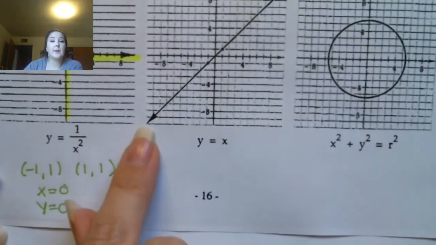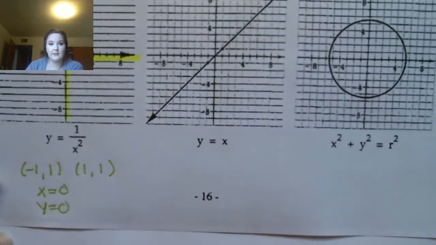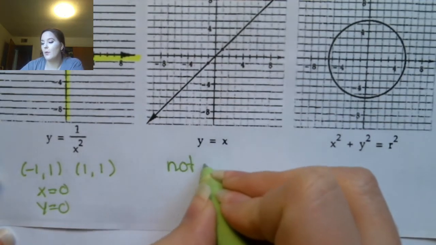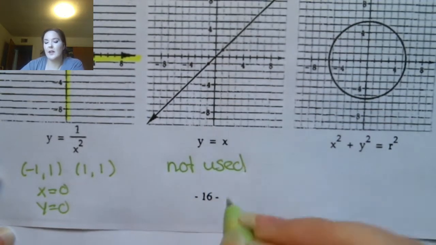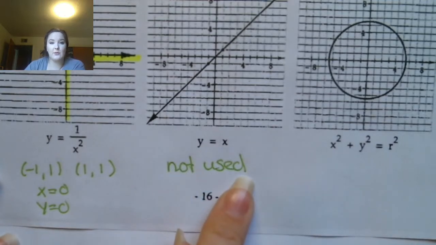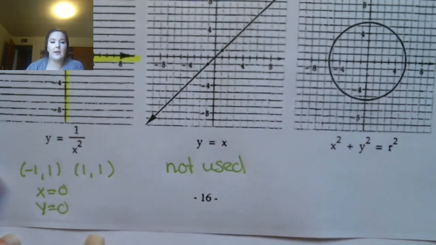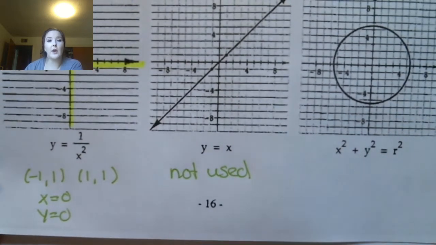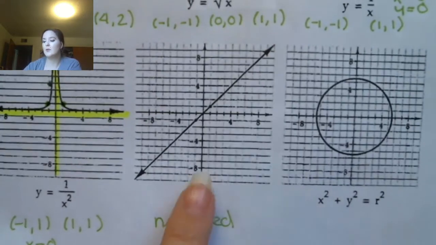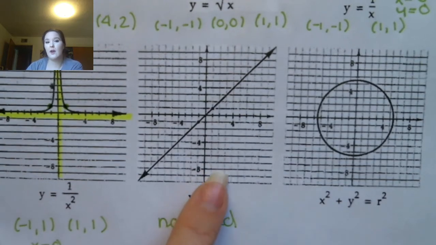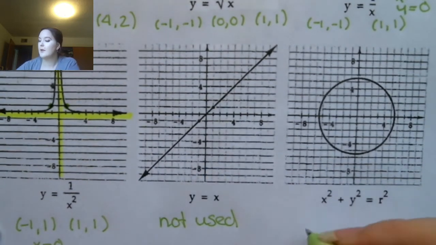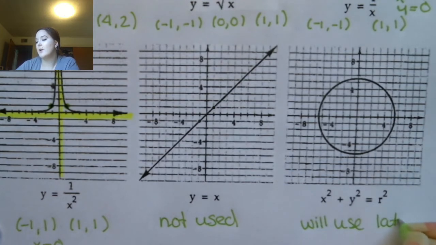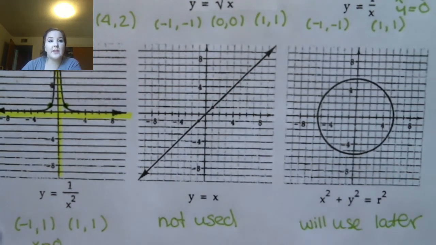Now, this is the base graph for a line. It is the most basic line, y equals x. But we know so much about graphing lines that this is not really a method that we use to graph lines. We usually use slope and intercept, slope and point, or x and y intercepts. So we're not in general going to use this base graph. And we are going to talk about graphing circles much later in the class.